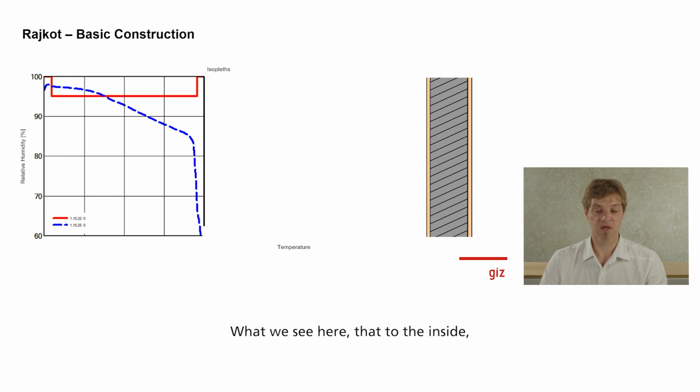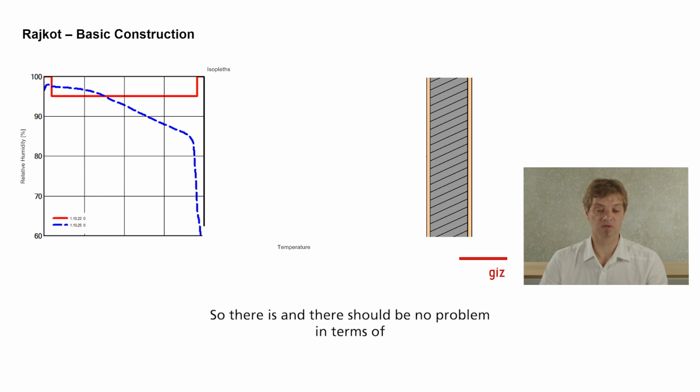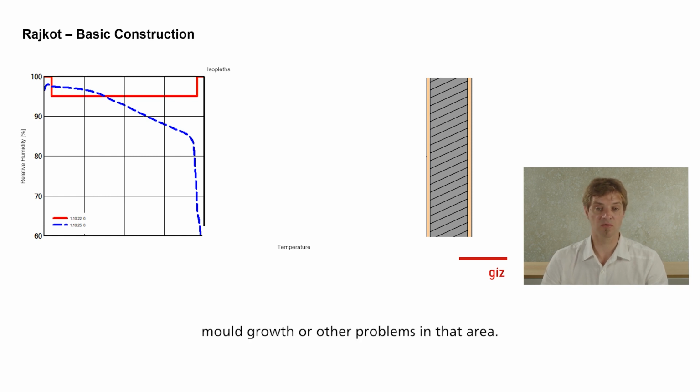What we see here is that on the inside the relative humidity is quite low, so there should be no problem in terms of mold growth or other problems in that area. But on the outside, we have a quite high relative humidity. So this is the place to look at.